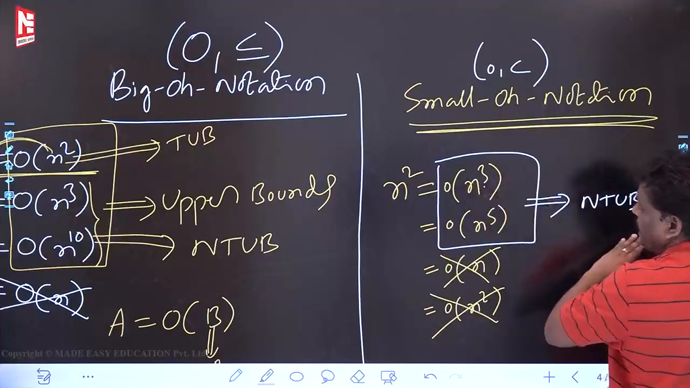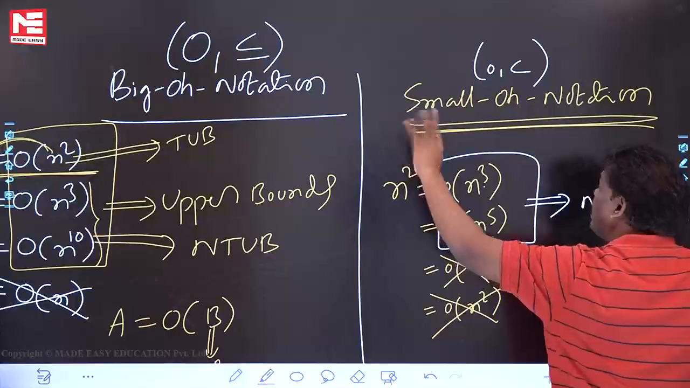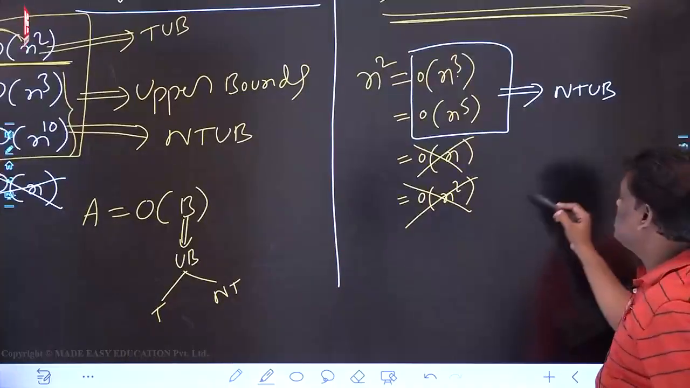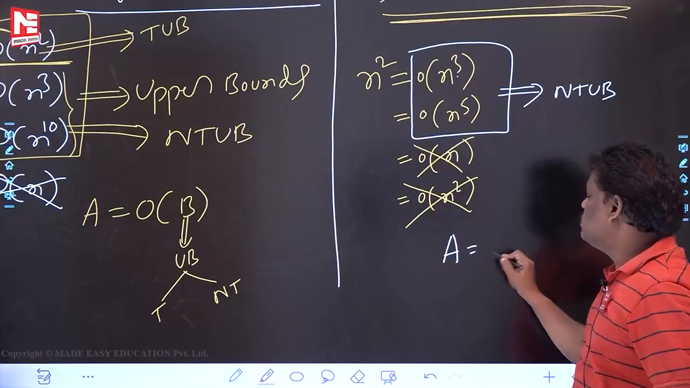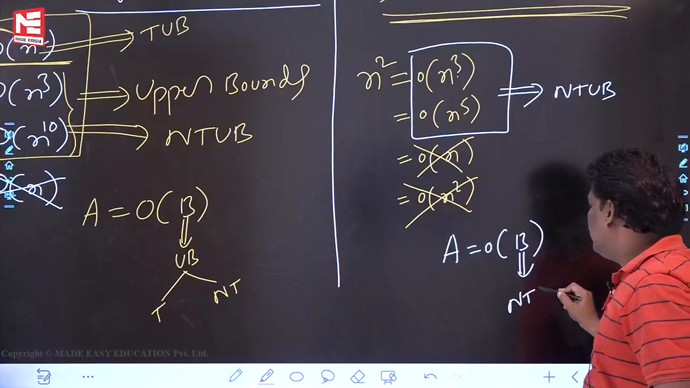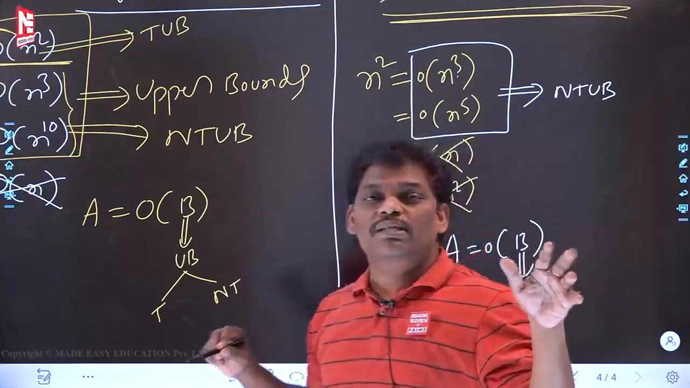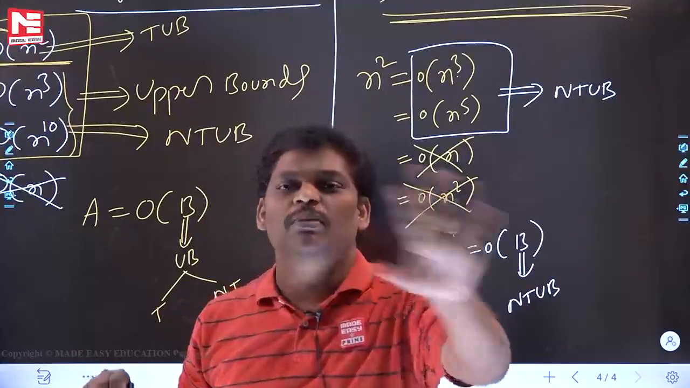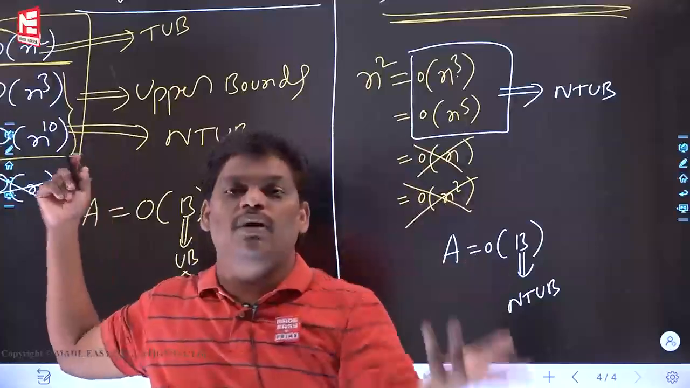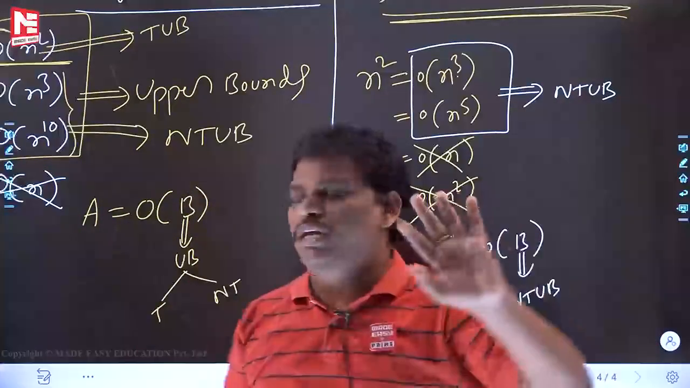Small O notation, right hand side, only greater ones are there. Big O notation, right hand side, greater or equal. Here only greater, not the tightest upper bound. See the final conclusion. A is small O of B. What is the meaning of this? B is not a tightest upper bound. In the small o notation, there is no dilemma, because the right hand side has strictly greater ones. In the case of big O, the right hand side is greater or equal, so there is some dilemma, but here there is no dilemma. Please be careful.